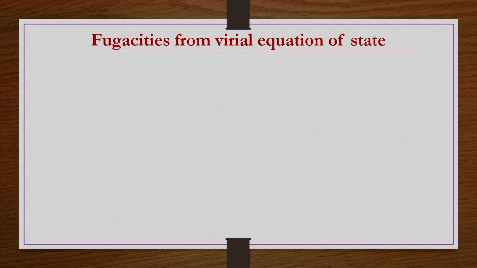So, now we can apply these principles to real life problems. Before solving some real life problems, we will be discussing how to obtain a generalized expression for the fugacities of a component i or j in a mixture if the mixture obeys the virial equation of state, right.